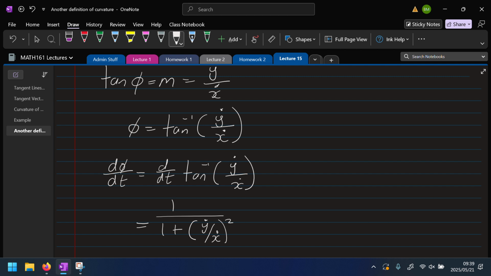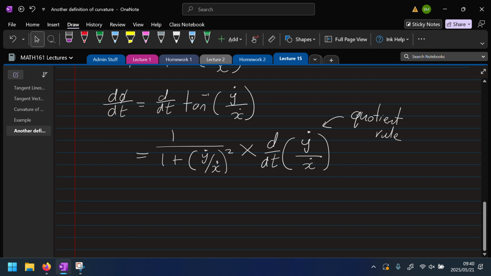So that's the derivative of arctan times the derivative of the inside, but that's going to need the quotient rule because we've got y dot at the top we need to do the derivative of, and x dot at the bottom we need to do the derivative of. Okay, so times d by dt of y dot over x dot, and here we need the quotient rule. So we'll do that in the next step.